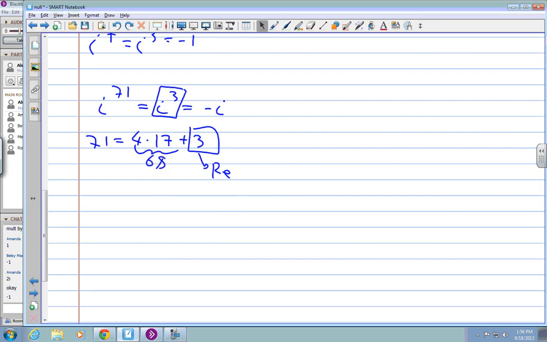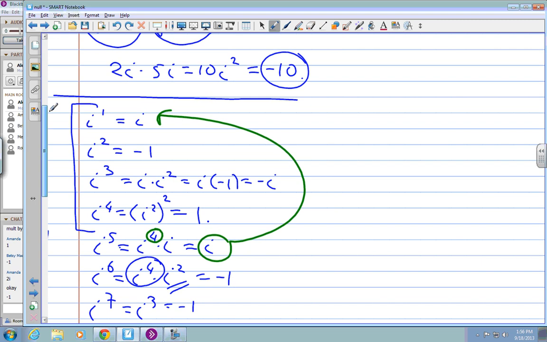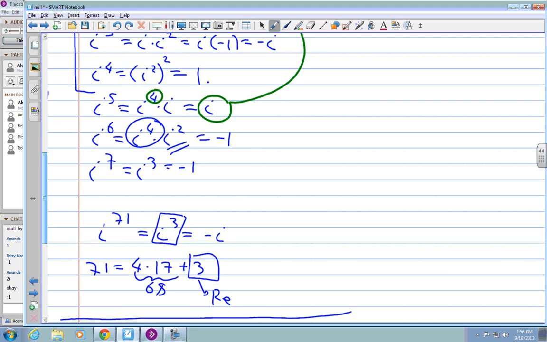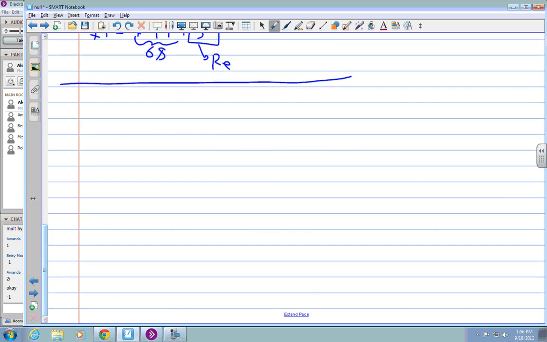There's another way of doing that, because this process requires you to memorize that initial loop: i, negative 1, negative i, 1. You need to know the first 4 powers. Now, there is another way of doing that. I'm going to take i and raise it to whatever power you like. Give me a number.